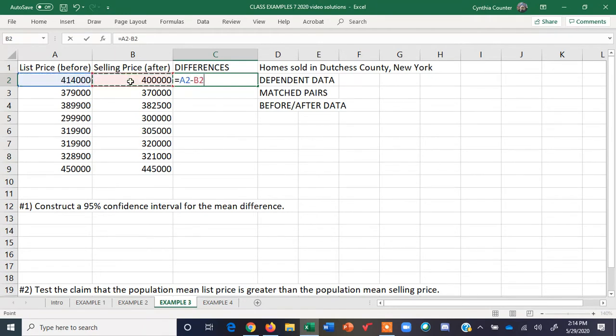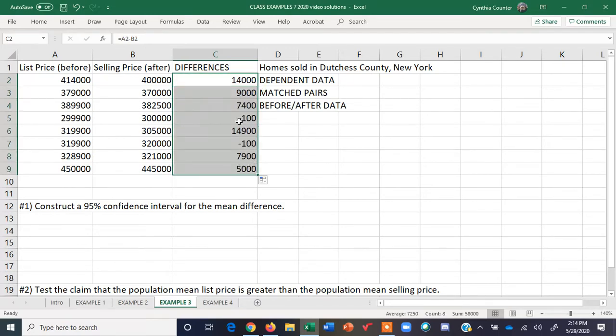So I'm going to click on the first before price minus the first after price, A2 minus B2. Notice a positive 14,000. Copy this formula down. And what is obvious here is that almost all the values are large positive values, with only exceptions being these two small negative values. So it sure looks like the differences are positive and that the list price is larger than the selling price. We would say the population mean list price is greater than the population mean selling price.